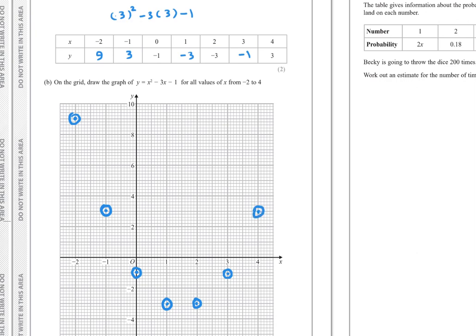Now join them with a smooth curve, this quadratic function. For these 2 points, you cannot join them like that. Because it's a curve, so draw a curve. So like that. This is our graph.